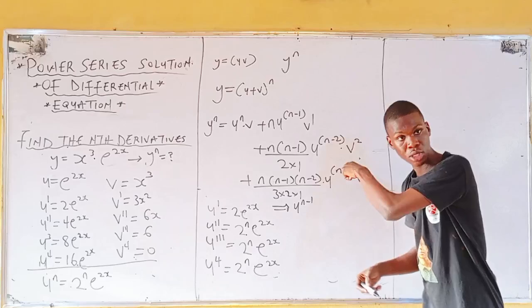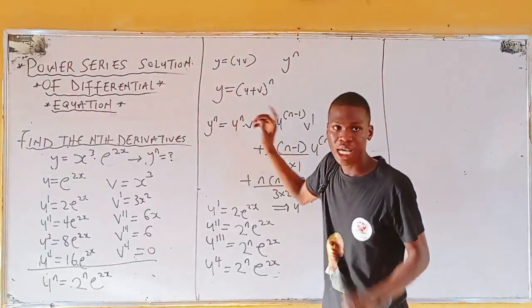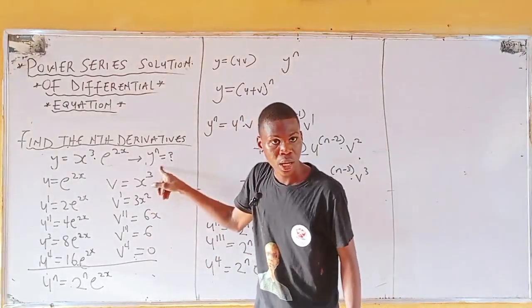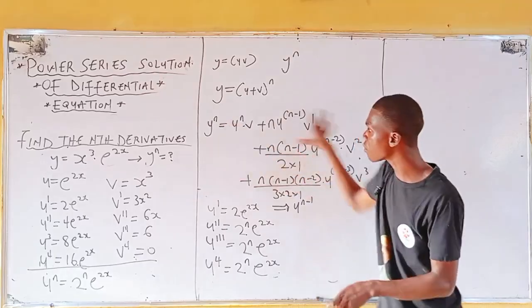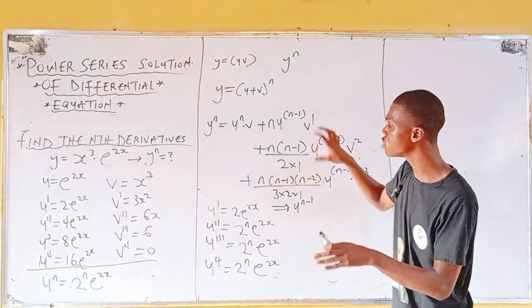Then substitute, right? In this case, u raised to the power of n, you still have it as u raised to the power of n. What's your v? s cubed. Meaning in this formula, I'm just inputting values. I'm just doing substitution. That's what it means.